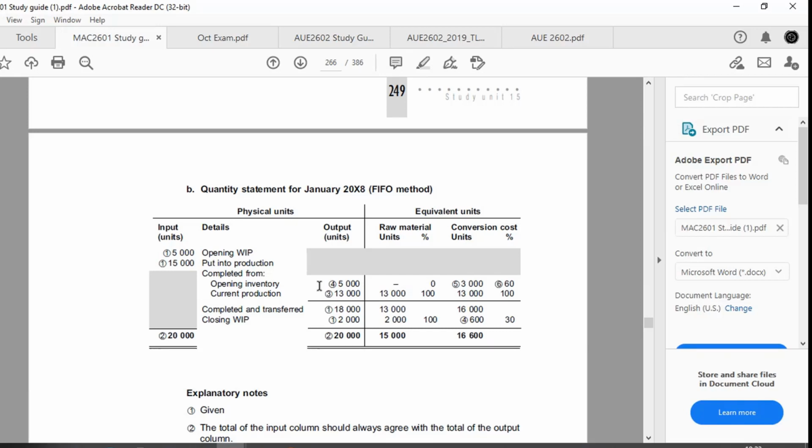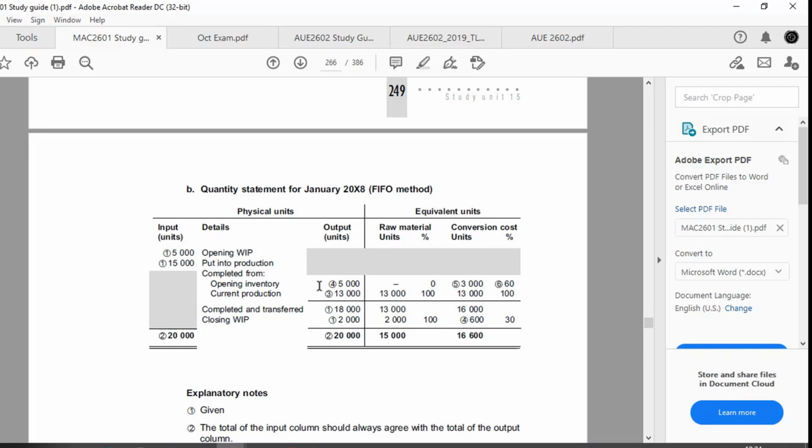Yeah. Ne? And then with the current production, because we don't know the answers, we look for what I have. We don't have anything that tells us what the production is. So then I skipped and went to the completed and transferred, ne? Which is 18,000. So I took that and got the difference of 13,000. So I took 18 minus that opening inventory of 5,000, which gives me 13,000.